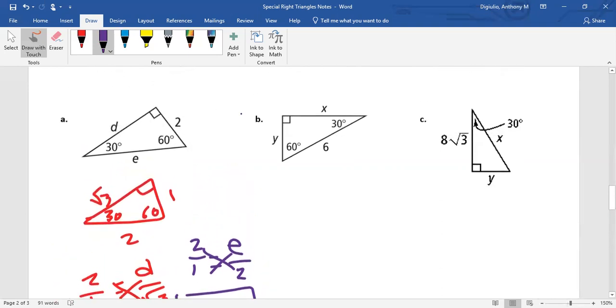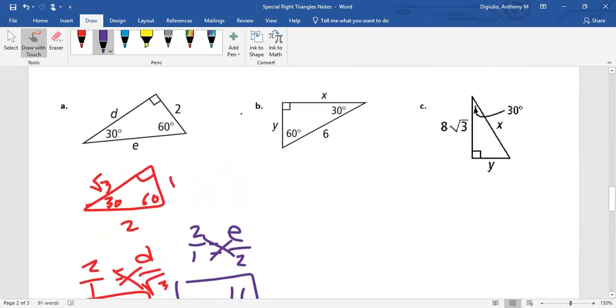Awesome. Let's try the next one. And this one's going to be slightly different than the one before it. Because, if you notice, in the first one, we knew the value that was across from the 30-degree angle, right? This time, we know the value that's across from the 90-degree angle. It's going to change just a little bit how we look at this problem, but I don't think it's going to make it any more difficult.